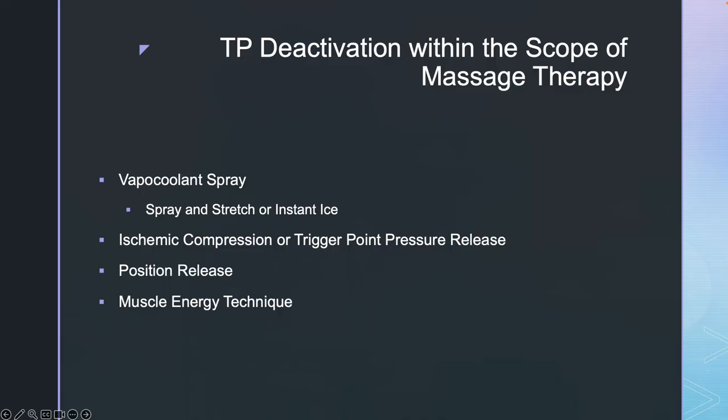Ischemic compression or trigger point pressure release. That's just applying digits for 8 to 12 seconds. Some people say 15 seconds. I just hold it however I want. That's how I do it. Release, give them a break, and then go back. I do it about 3-4 times.